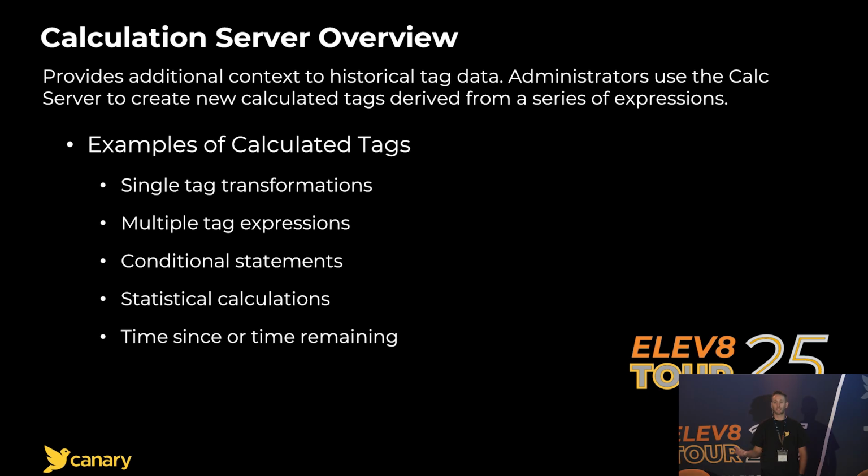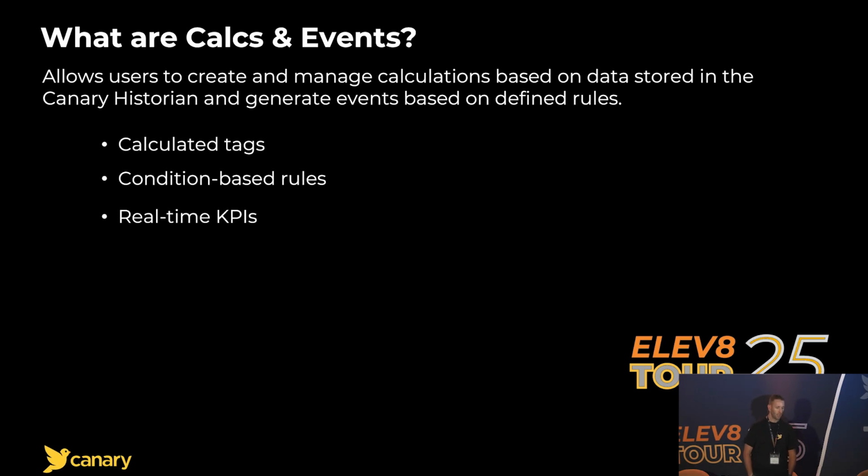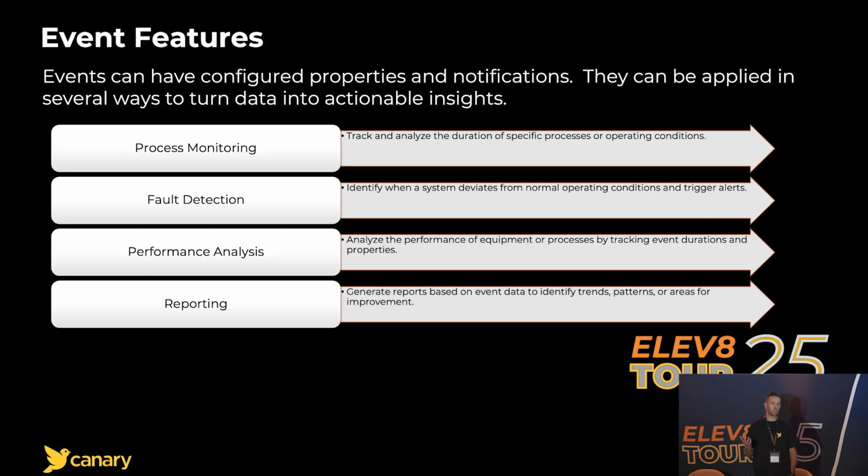Because while the raw time series data is valuable, you're not necessarily going to have the context that the calculations can provide. So there's single tag transformations, multiple tag expressions, all sorts of different functions of calculations you can build. That's done on the administrator side. Also, the condition-based rules, really just learning more KPIs, the ability to build those out en masse on the Calc server. And here's some features that you can do with events: process monitoring, fault detection.